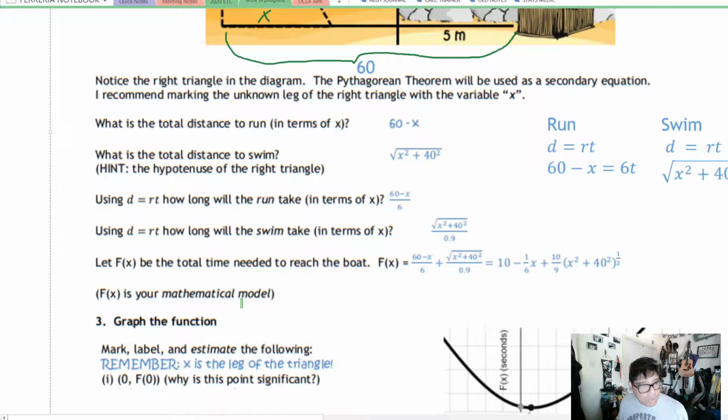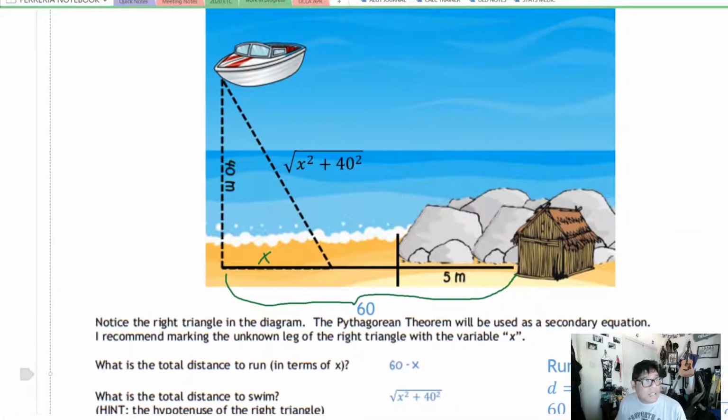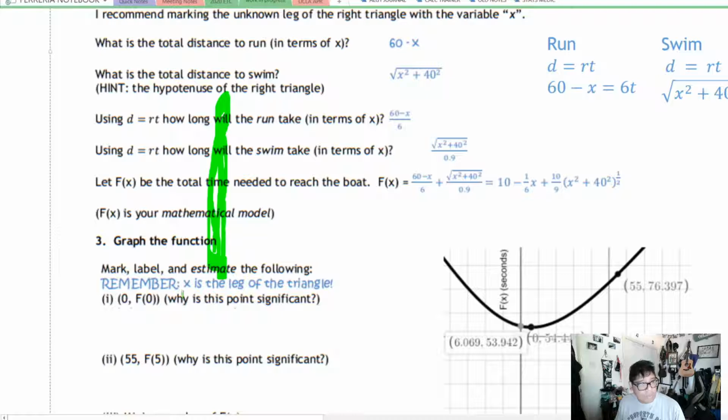So let's zoom out again and take a look at where we are now. The next thing we're going to do is graph the function. Okay, we have a function to graph, and we can do that. A couple things to remember is that x is the leg of the triangle. Scrolling back up here, again, x is the leg of this triangle. So when x is 0, that means that we are starting from here and swimming a total of 40 meters. That's x equals 0. We're swimming 40 meters.